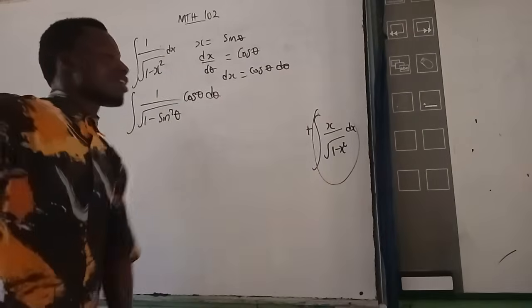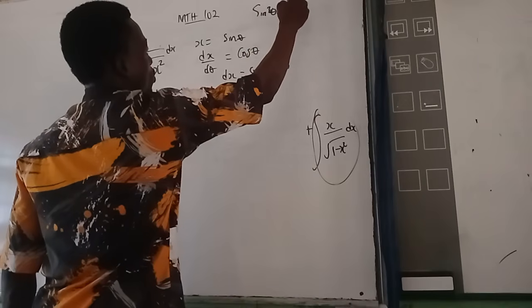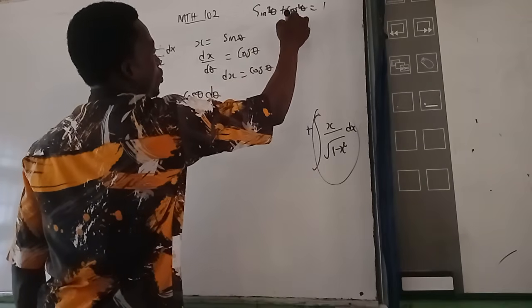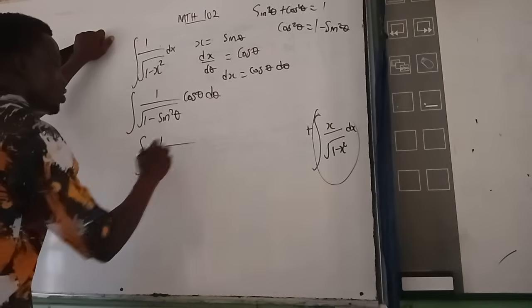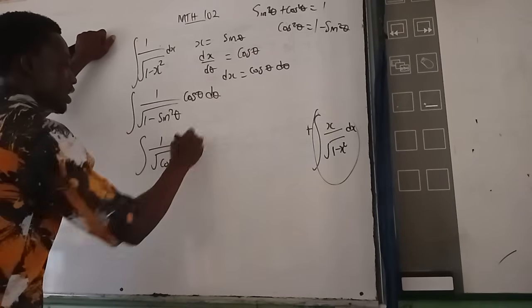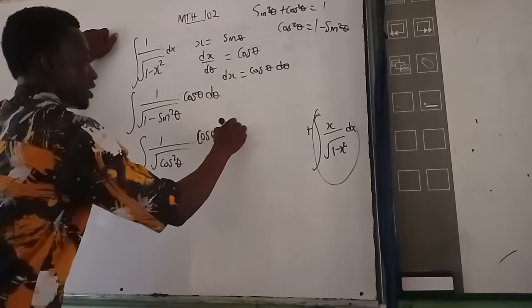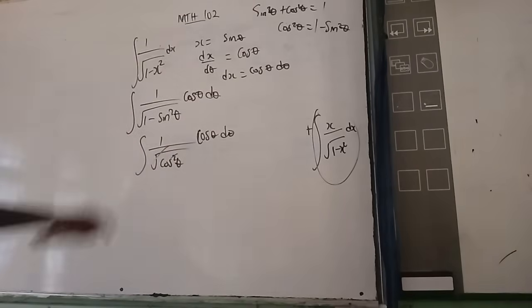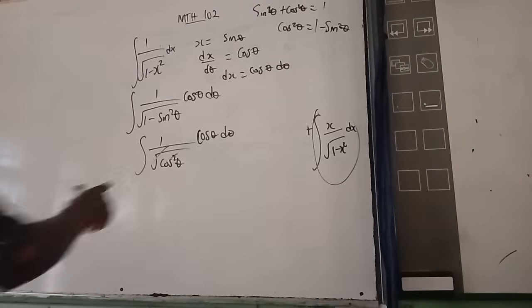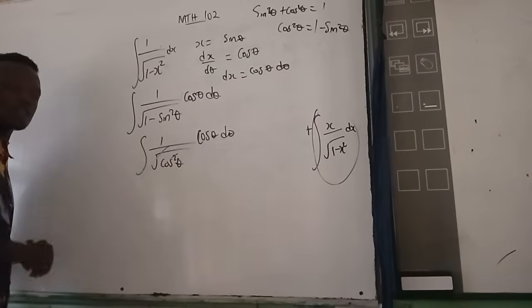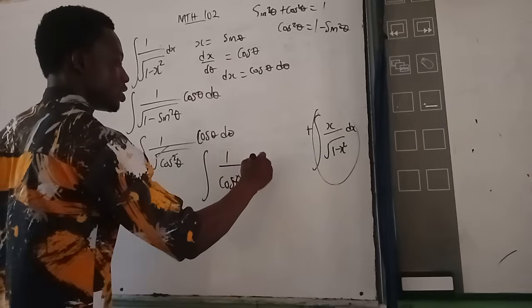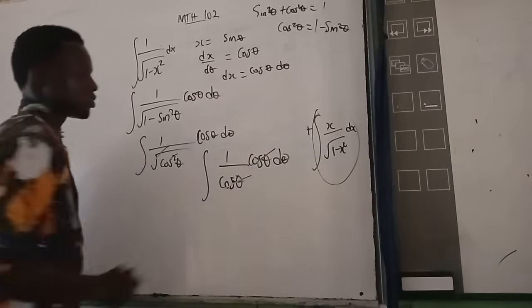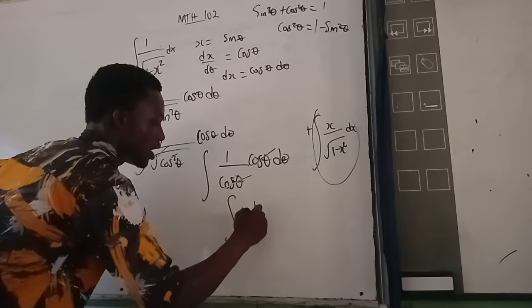Now don't forget that initially 1 minus sine square theta equals cos square theta from the first trig identity: sine square theta plus cos square theta equals 1. So cos square theta equals 1 minus sine square theta. So replace this with cos square theta. We have 1 over root cos square theta, then cos theta d theta. Now, square cancels root. Are we together? So here we have the integral of 1 over cos theta multiplied by cos theta d theta. Cos theta cancels cos theta. So what do we have left? The integral of 1 d theta.